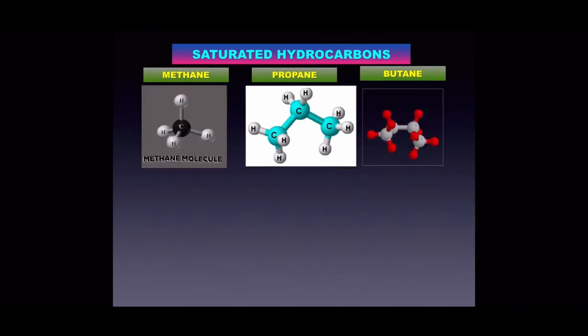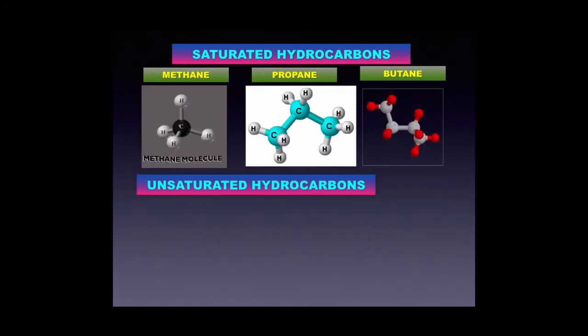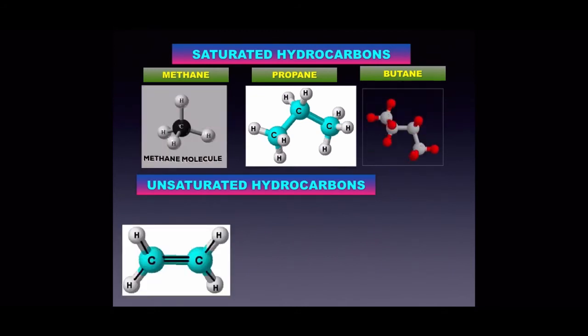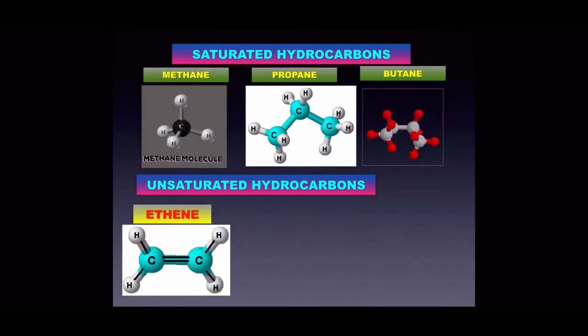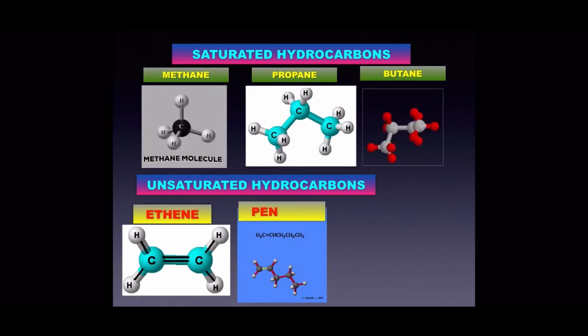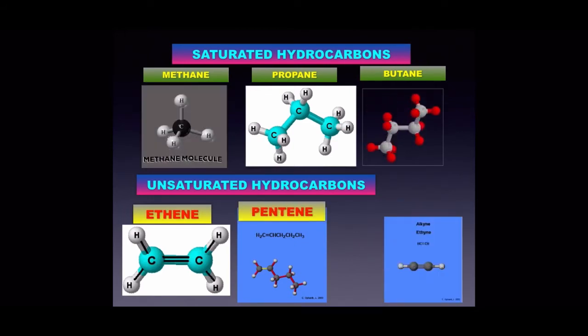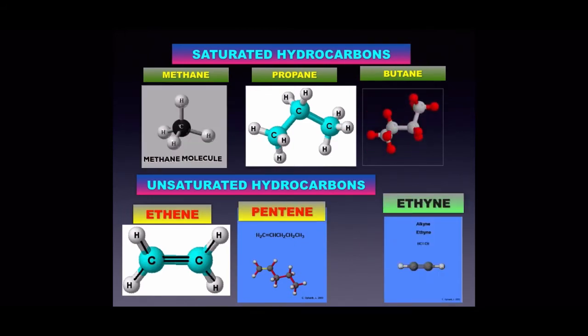Some hydrocarbons have a multiple bond between two carbon atoms. A multiple bond can be a double bond or a triple bond. So, hydrocarbons having at least one multiple bond are called unsaturated hydrocarbons. For example, ethene, pentene, ethyne. Ethene and pentene have a double bond, whereas ethyne has a triple bond.